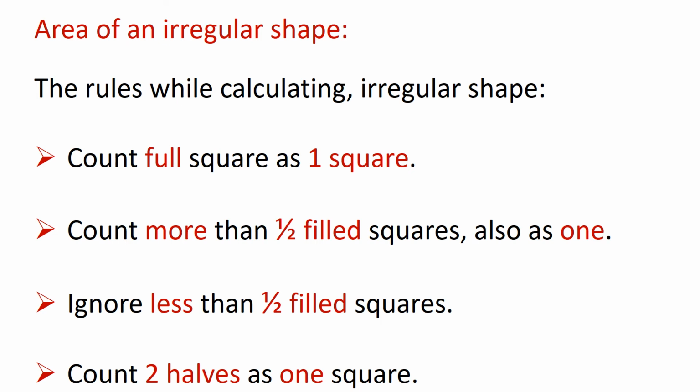While calculating the area of an irregular shape, we have to keep certain points in our mind. That is, count full squares as 1 square, count more than half filled squares also as 1 square, ignore less than half filled squares, and count 2 halves of a square as 1 square.